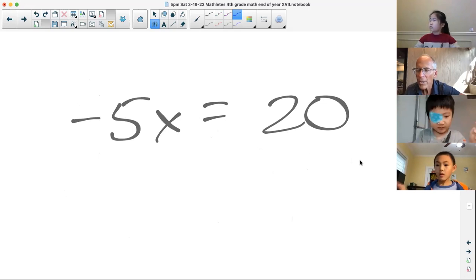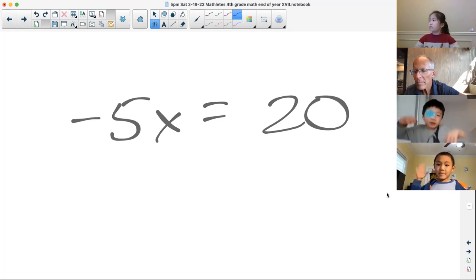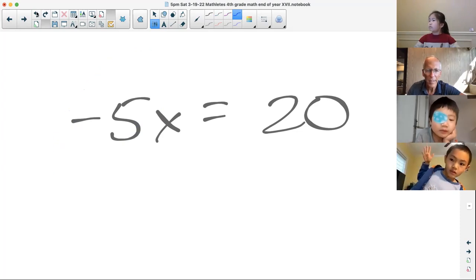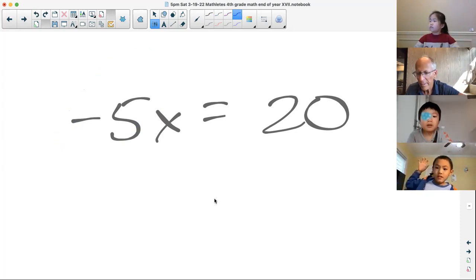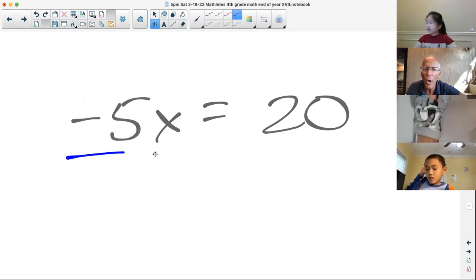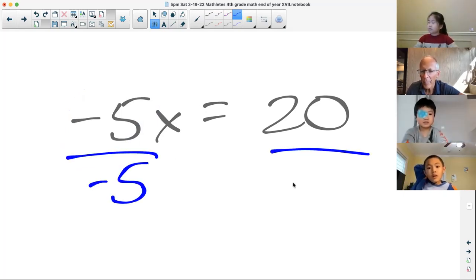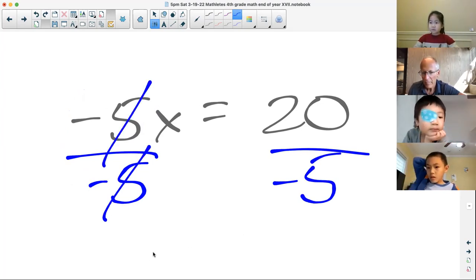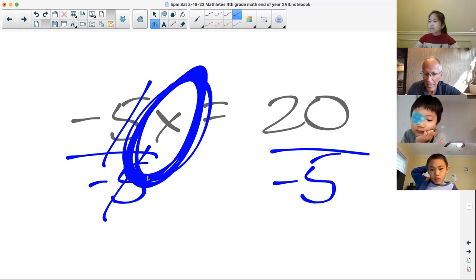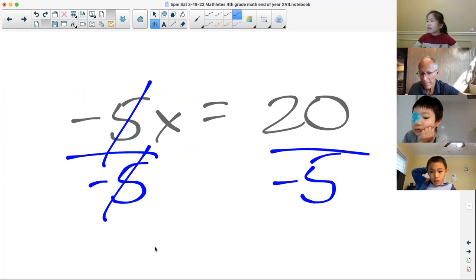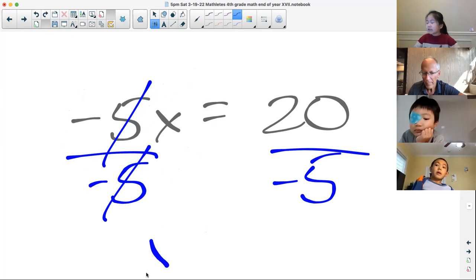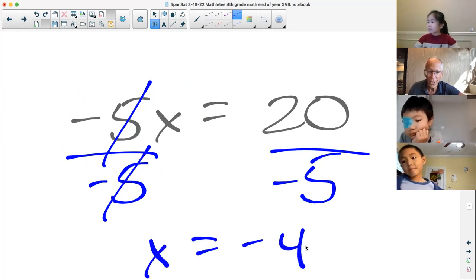Jason, what do we do to both sides? No, we don't divide by 2. Jason, what do you see there? -5. We divide both sides by -5. And Eleanor, what do you get? Start with X, start with X. Come on, Eleanor. -4. You have to say X equals. X equals -4. Beautiful job.